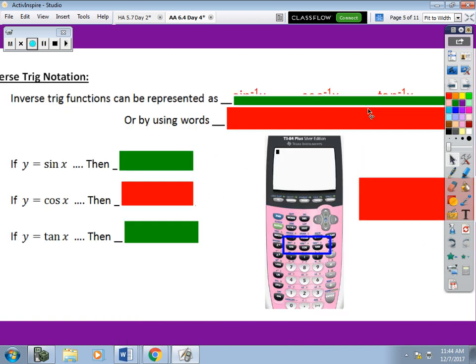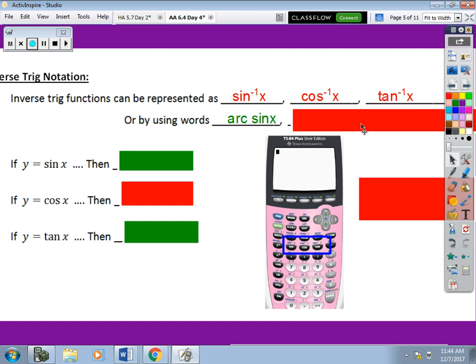So inverse trig, we'll usually write them with the -1, because that's what our calculator looks like. Sine -1, cosine -1, and tangent -1. But for some reason, the SAT likes to use words. So did anyone see arc sine on their SAT and have no clue what it was? That's what it is. So that's why I always share the words.